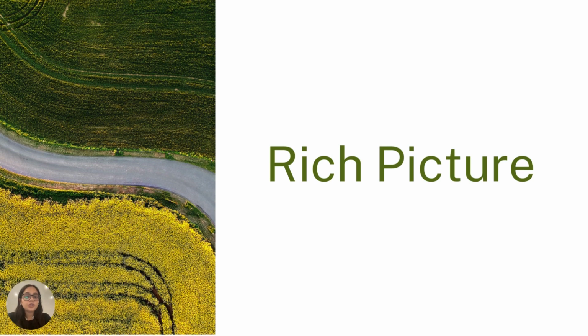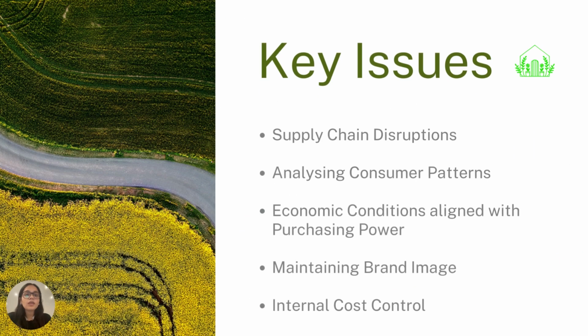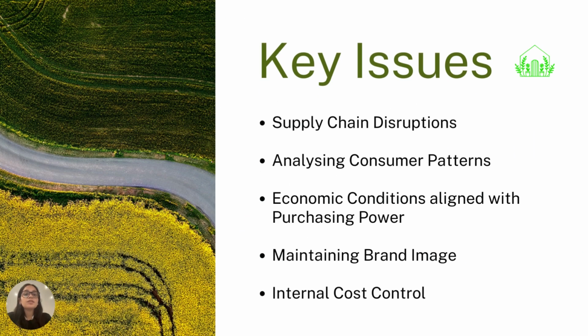Moving on to the rich picture. The rich picture helps us capture a holistic view of a problem or situation by incorporating various elements and perspectives. It's our first step to break down the problem situation of FW3. After mapping all elements of FW3 using the rich picture, we discovered the following issues that could potentially affect the firm's business and future. First, supply chain disruptions.